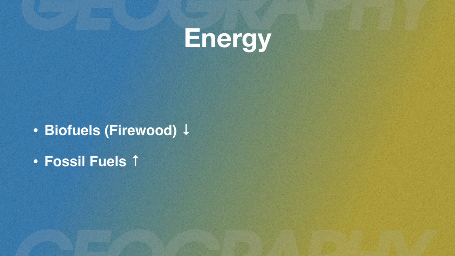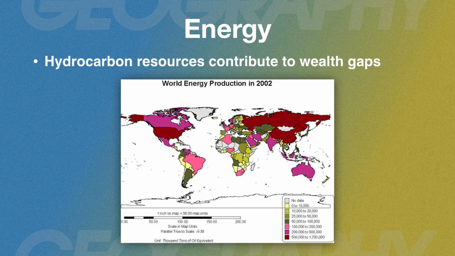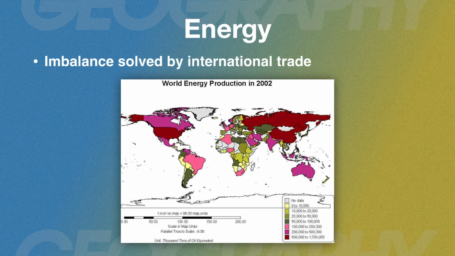Some trends in energy use: the use of biofuels has gone down and the use of fossil fuels has gone up. Looking at this map here, you'll see that a lot of the countries with higher indices of development are also ones that produce a lot of energy, and hydrocarbons are the bigger driver behind those wealth gaps we see today. A lot of these imbalances we see are solved by international trade. Countries are exporting and importing energy all the time.